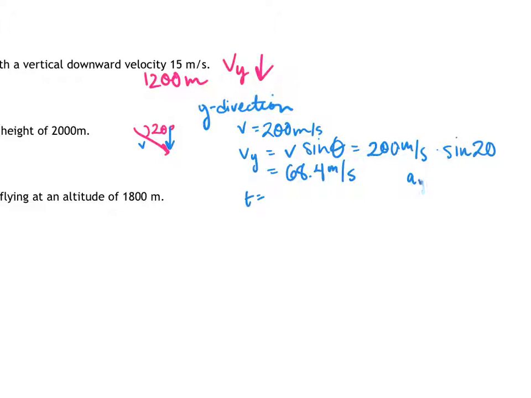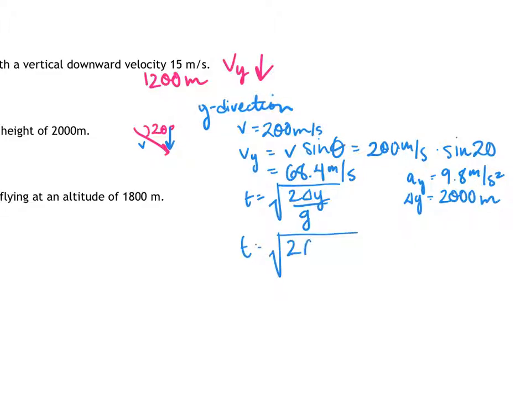I know that my acceleration in the y direction is going to be the acceleration of gravity. I know that my vertical displacement is 2,000 meters. So I'm going to reuse my equation from a previous problem, and if you don't know where I got that, you should go back and figure it out. The time to fall is going to be equal to 2 times my displacement divided by the acceleration of gravity, and then I'm going to take the square root of that. If I put that in my calculator, I get 20.2 seconds.